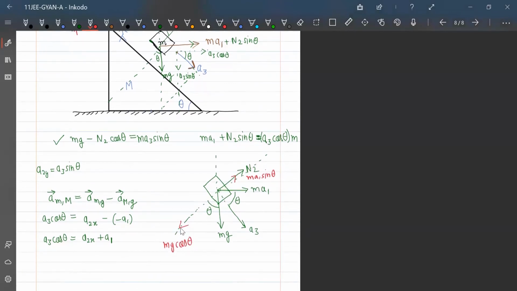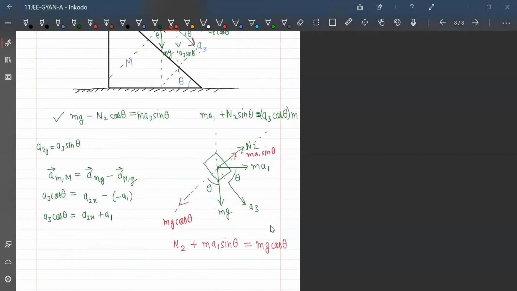So from here we get the relation, the missing link that we can use to solve the equation for n2. So यहाँ से लिख सकते हैं, इस direction में कोई भी acceleration नहीं है when you are looking from the bigger block frame. So simply n2 plus ma1 sin theta, that is equal to mg cos theta. And this you can use to find the value of n2. And n2 पता चल गया, then you can find a1, a2, a3. Try solving this equations.